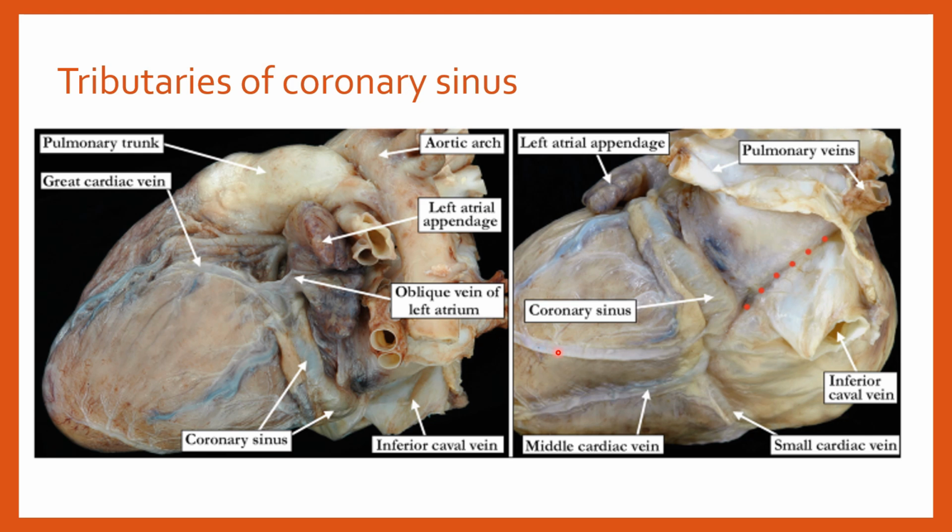Then this is the posterior vein of the left ventricle. It drains the inferior surface of the left ventricle and ends in the sinus on the left of the middle cardiac vein. Then here, this is the oblique vein of the left atrium. This is a very small vein which drains the posterior surface of the left atrium and joins close to the left end of the sinus. Developmentally, it is the remnant of the left duct of Cuvier. So these are the tributaries of the coronary sinus.